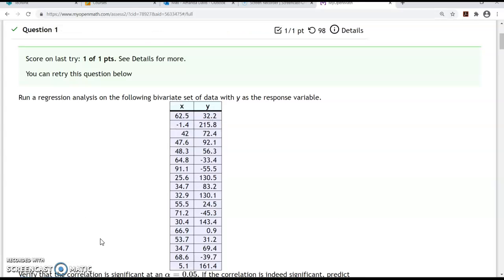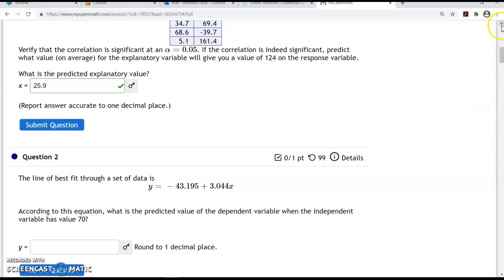And hit enter, and hopefully we get green. Yes, we do. Wonderful. So that's how we want to tackle this problem when we have a long list of data.